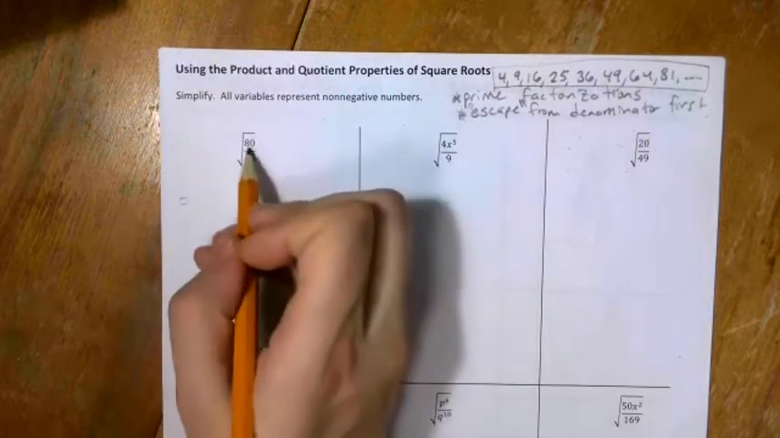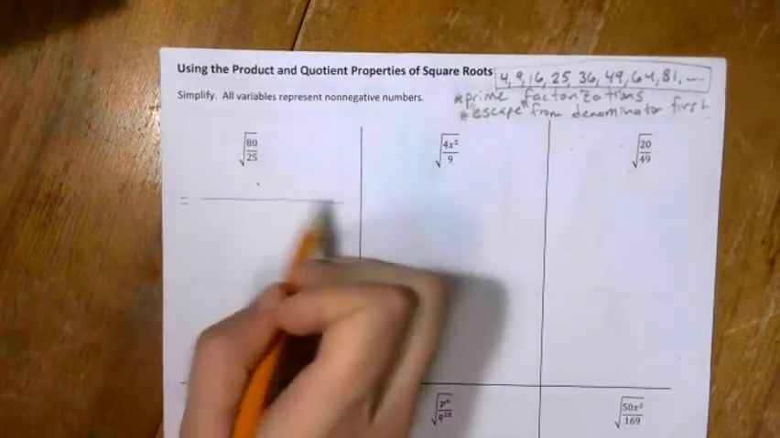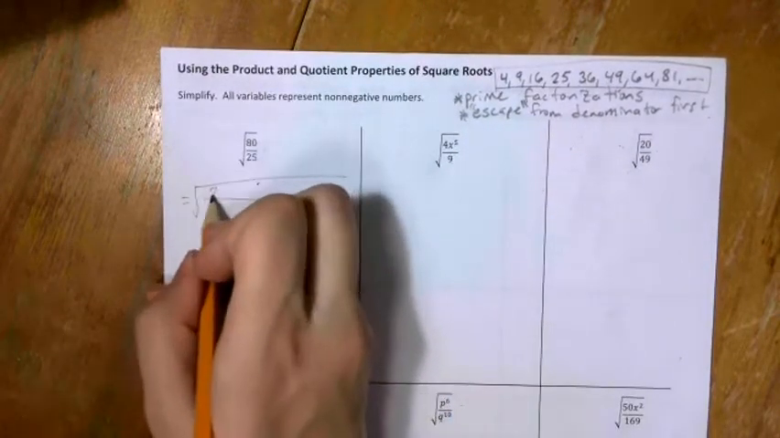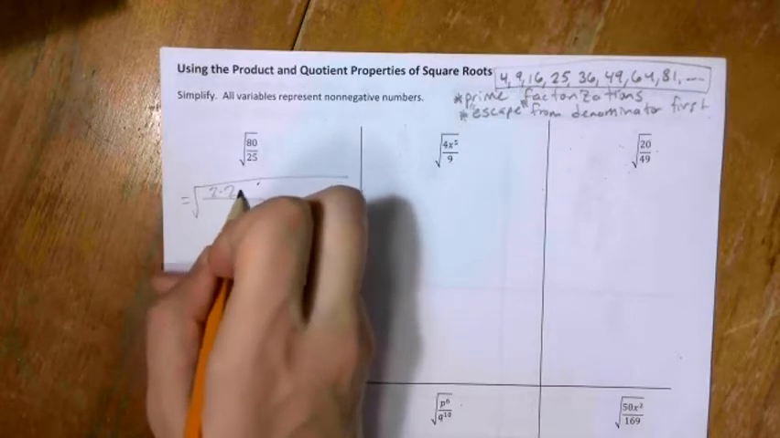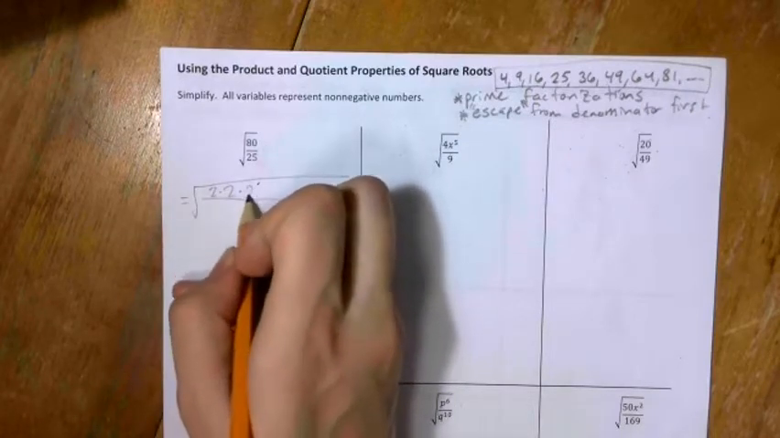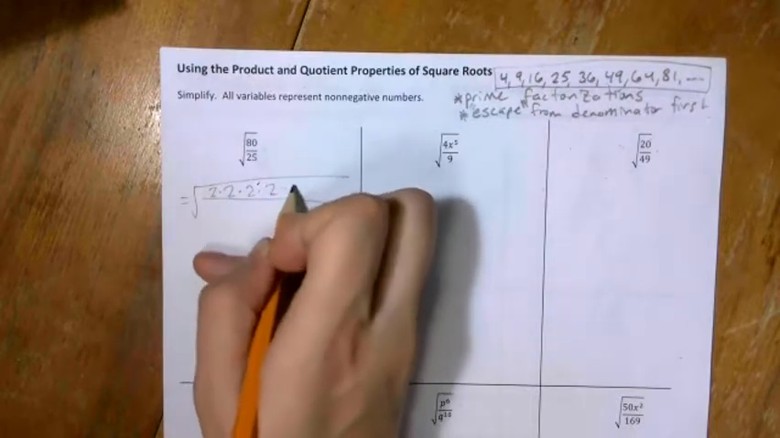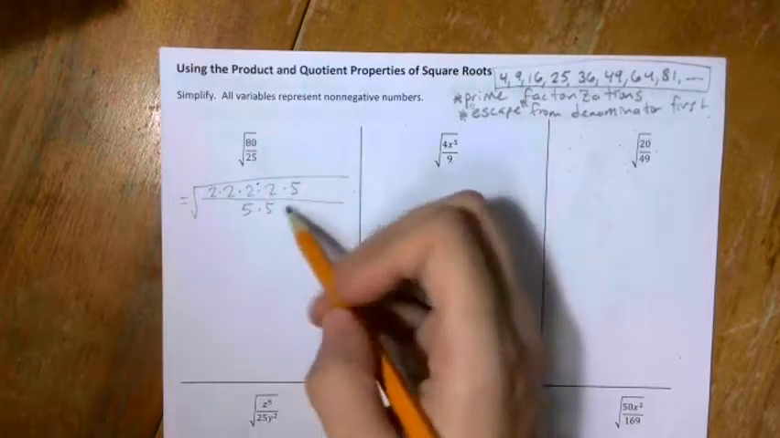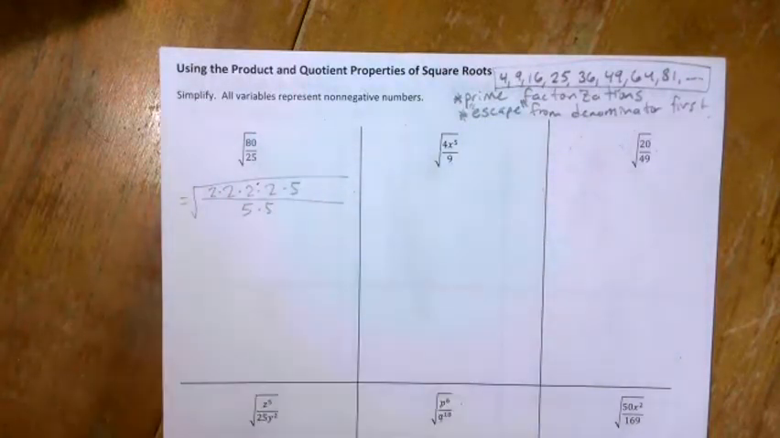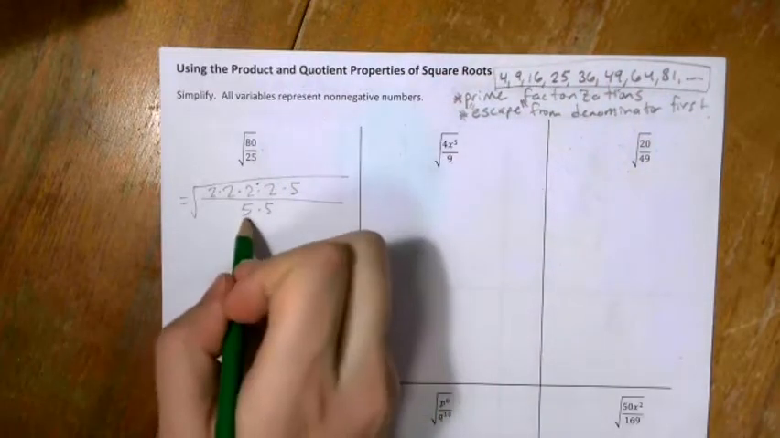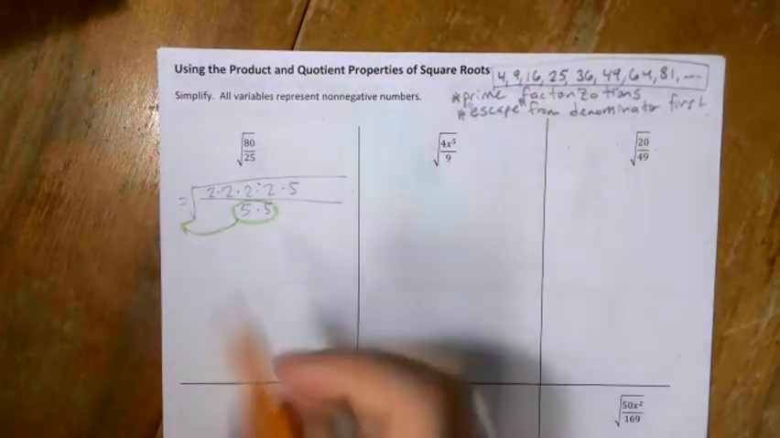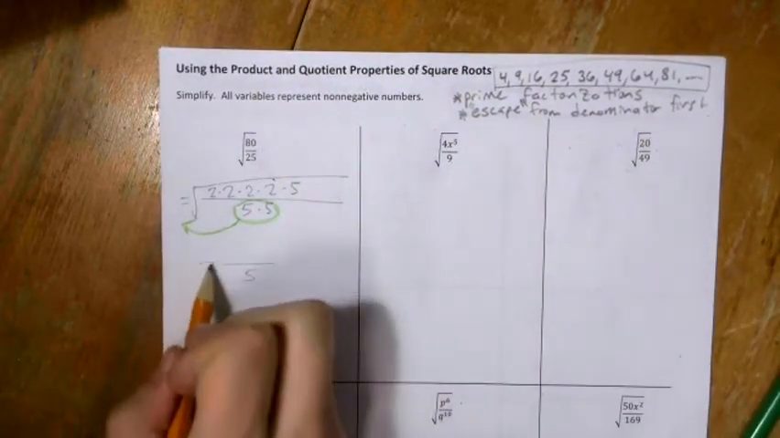So our first example here, we've got square root of 80 divided by 25. So that's the square root of 80 is really 2 times 40. 40 is really 2 times 20. 20 is really 2 times 10, and 10 is really 2 times 5. 25 is really 5 times 5. Now, I could cancel out these 5s here, right, and reduce my fraction, but I'm going to escape the denominator first. So down here, these 5s have a buddy to escape with. So they can escape from prison in my denominator.